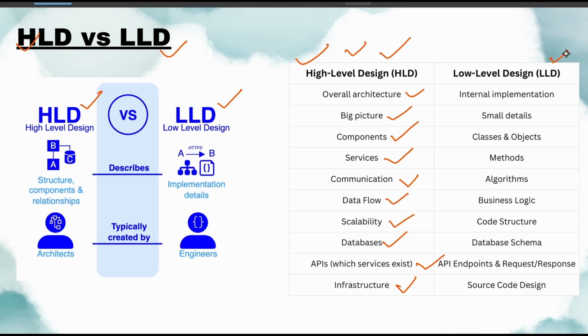Whereas in the low level design, we have internal implementations and small details, like writing a small piece of code or a small function, writing classes, objects, methods, algorithms, actual pure business logic code structure, database schemas, API endpoints and responses, and source code design. Real coders will be involved in the low level design, while the designers and all the Figma work will be done in the high level design. I hope you got the difference between high level design and low level design.